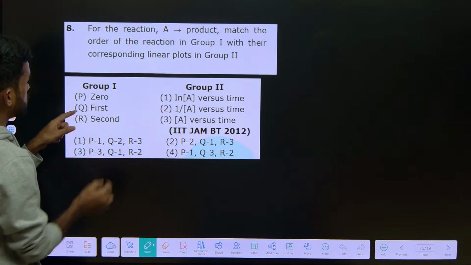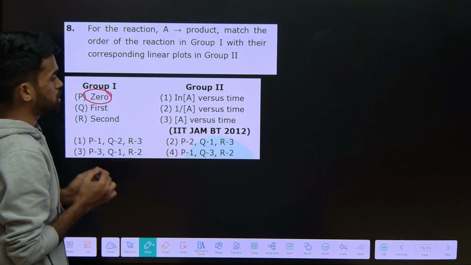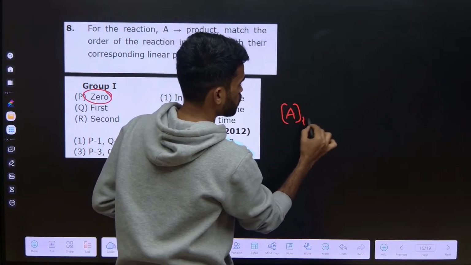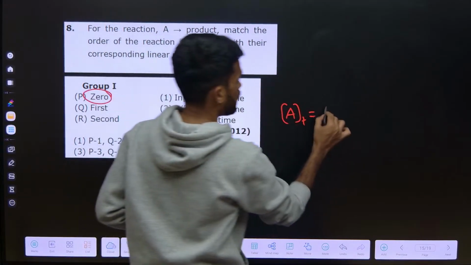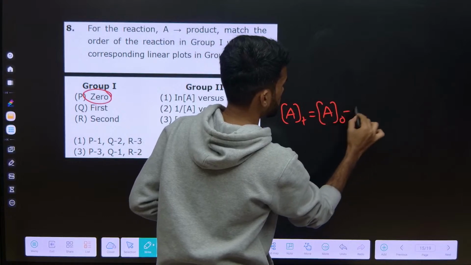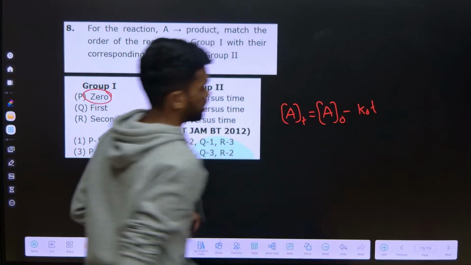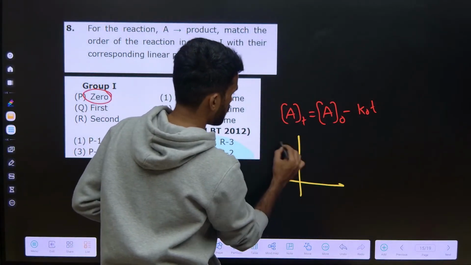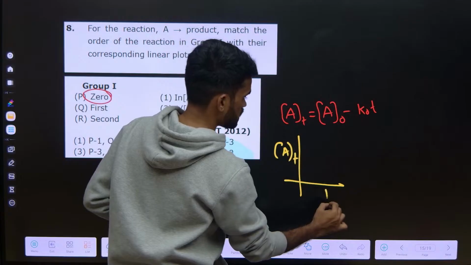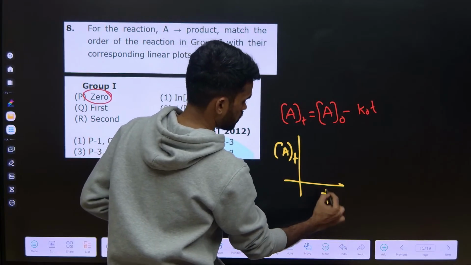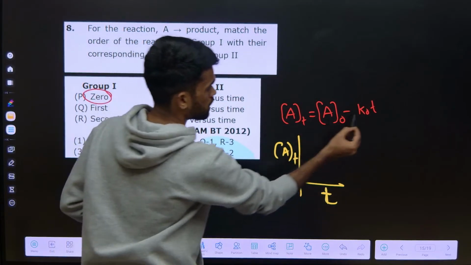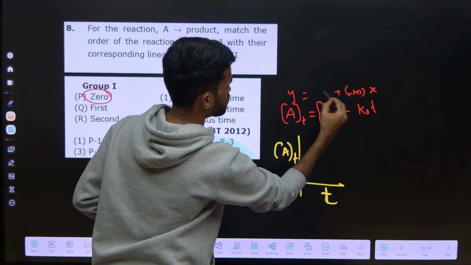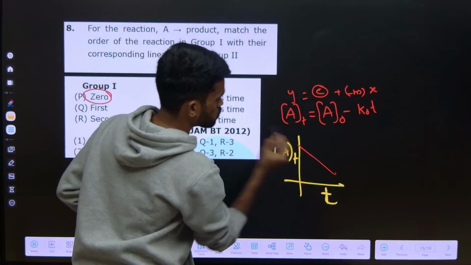See, they are saying zero order reaction. Zero order reaction means what do we get here? We get At equals A naught minus K naught t. So we can get a graph like At versus t. In what manner will we see it? This is y equals minus mx plus c. So you will get a negative slope like this.